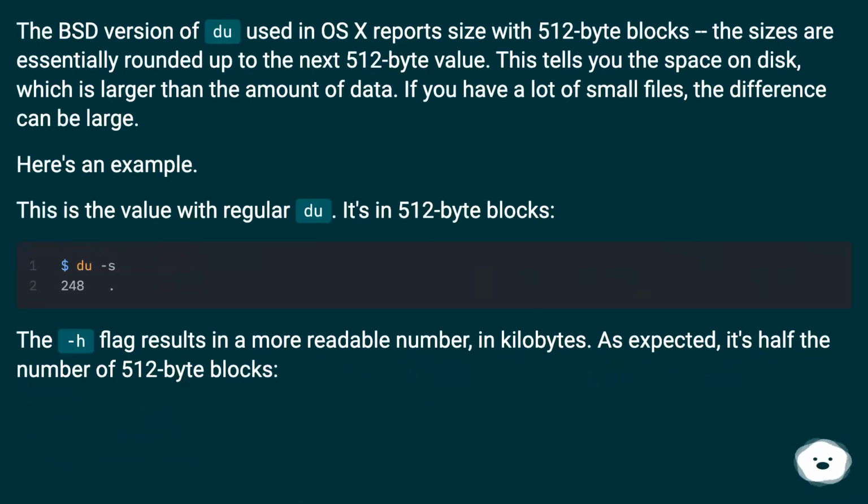The BSD version of du used in OS X reports size with 512-byte blocks. The sizes are essentially rounded up to the next 512-byte value. This tells you the space on disk, which is larger than the amount of data. If you have a lot of small files, the difference can be large. Here's an example. This is the value with regular du, in 512-byte blocks. The -h flag results in a more readable number, in kilobytes.